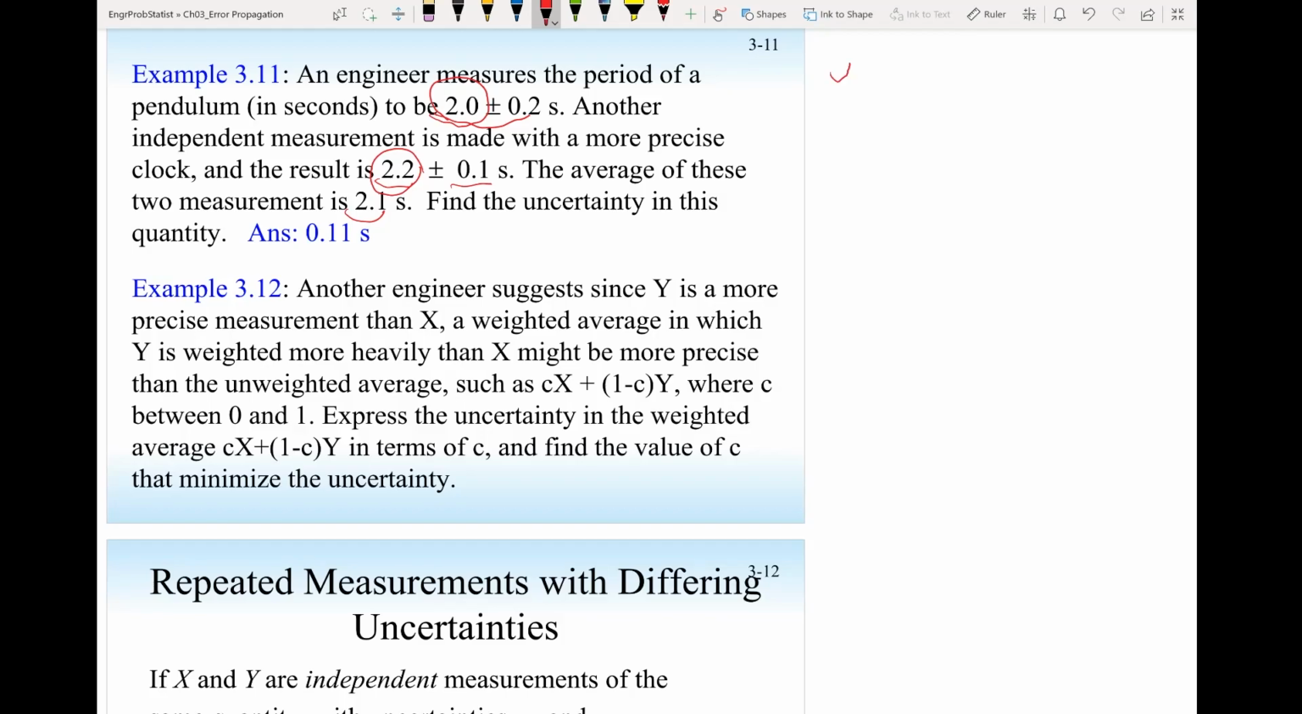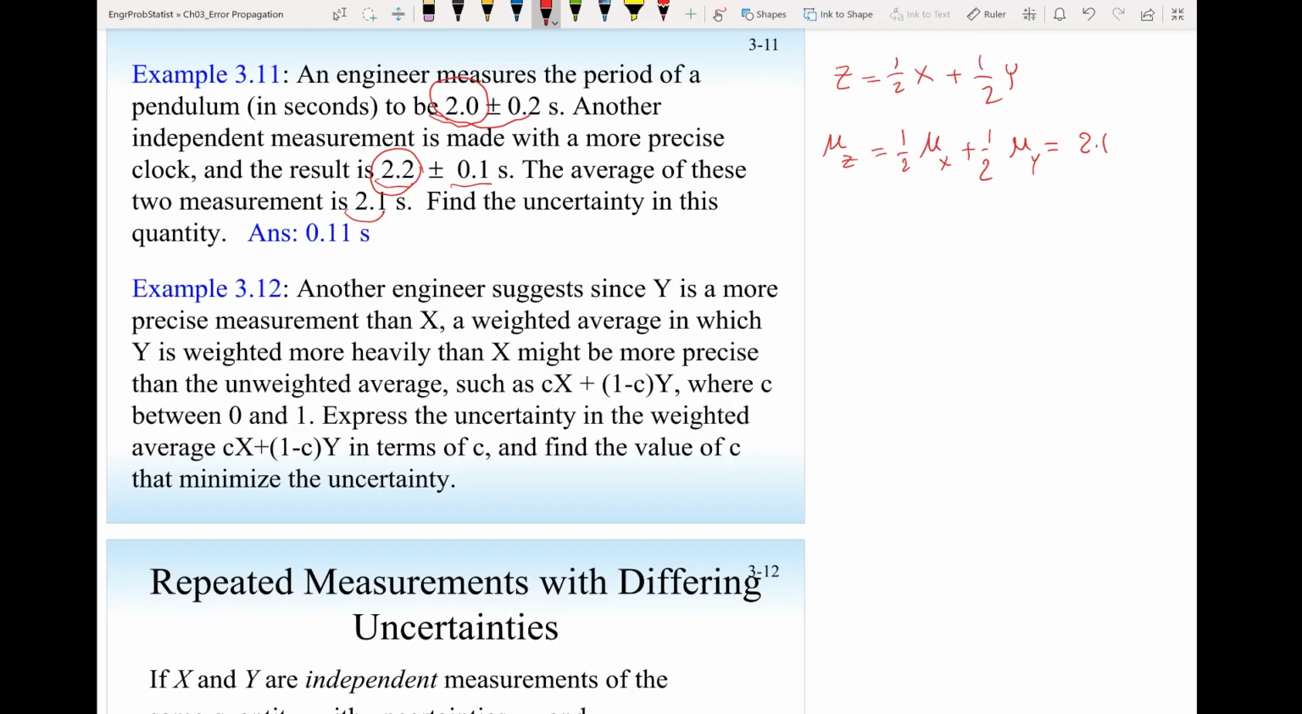So let's call Z the average of the two clocks. Let's call the clocks X and Y. So that would be half X plus half Y. Now they calculate the mean of Z, and they found it is half the mean of X plus half the mean of Y. So it came out to 2.1.